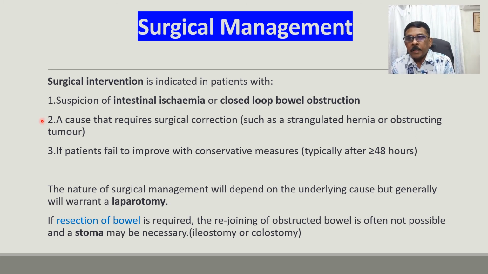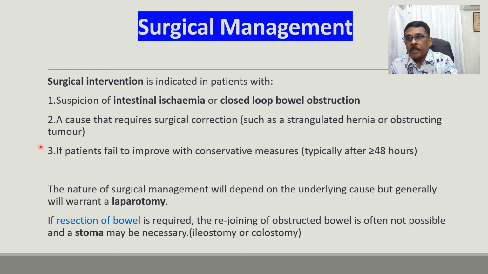Secondly, the indication is a cause that requires correction. For example, there's an obvious cause of a strangulated inguinal hernia or strangulated incisional hernia. So in these patients, you have to go in for surgery. Or if there's a tumor you suspect, you have to go for surgery.